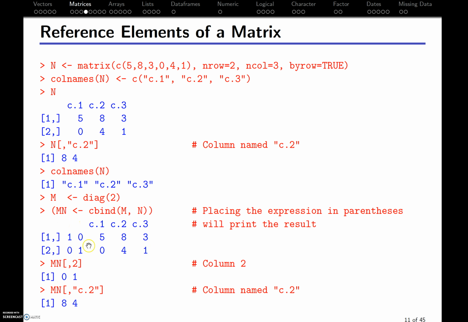Okay, then we can make reference to specific elements of that MN matrix. For instance, the second column or the column name C2. And it will retain those column names, or not retain column names if there are none created.